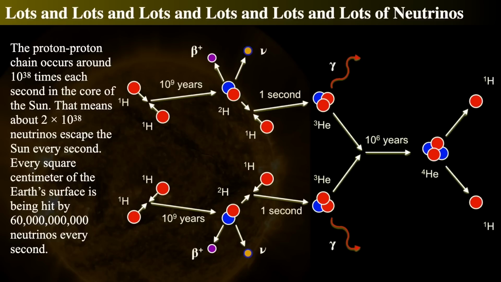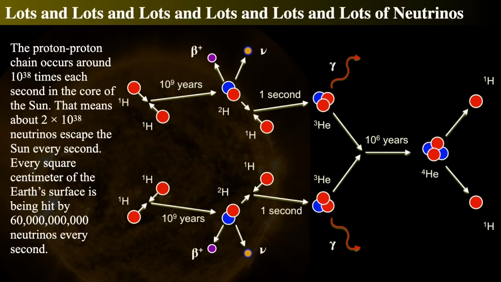If you take 10 to the 56th and divide it by 10 to the 38th, you get about 10 to the 18th. And that gives us a pretty good guess as to the lifetime of the proton-proton chain in the sun. Since 10 to the 18th seconds is about 10 billion years, well, that's a lot of stuff down there in the core of the sun. The sun is really, really big.